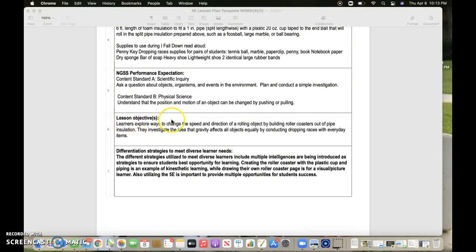For the objective, it was stated, but I think that it could be a little stronger by stating that after completion of the lesson, students will independently be able to investigate the idea that gravity affects all objects equally, by conducting the races and everyday items. So I think if the wording was a little bit better, that would be awesome.